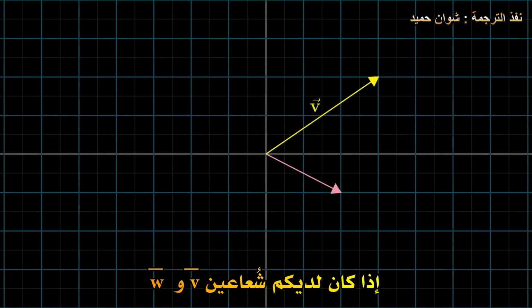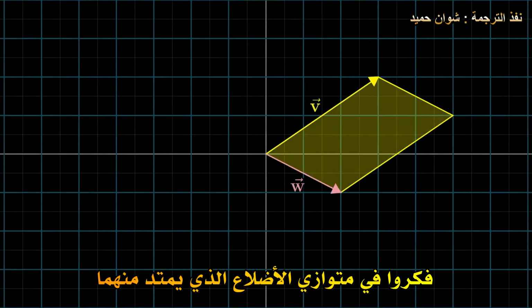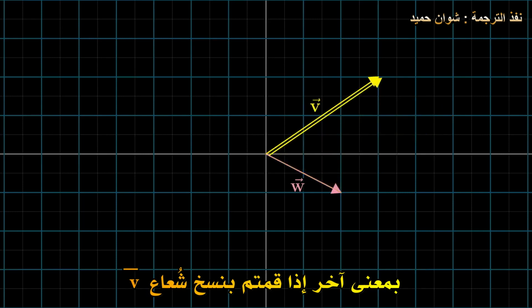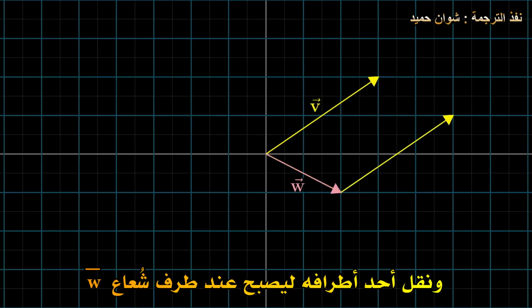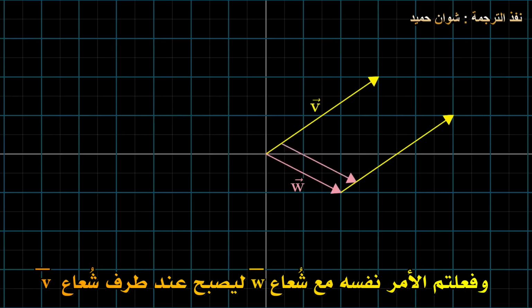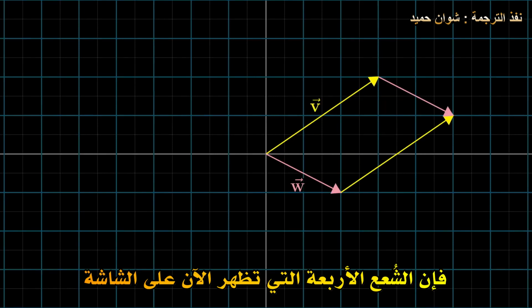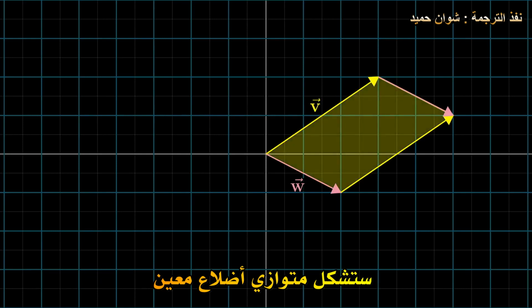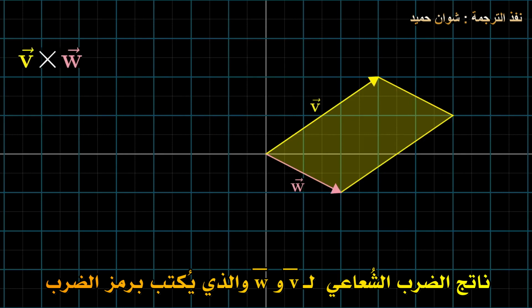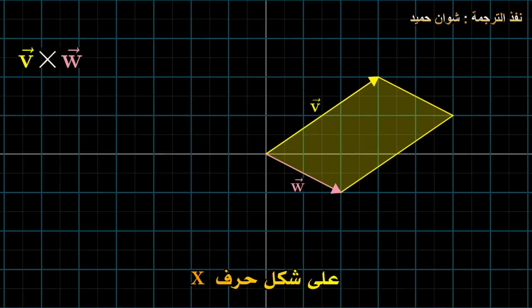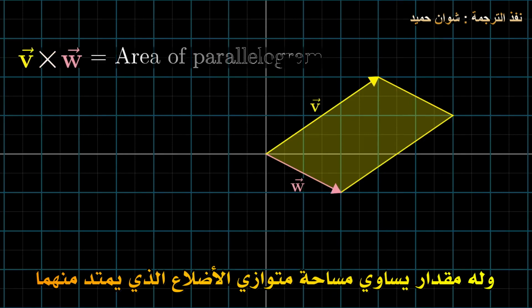If you have two vectors, v and w, think about the parallelogram that they span out. What I mean by that is that if you take a copy of v and move its tail to the tip of w, and you take a copy of w and move its tail to the tip of v, the four vectors now on the screen enclose a certain parallelogram. The cross product of v and w, written with the x-shaped multiplication symbol, is the area of this parallelogram.